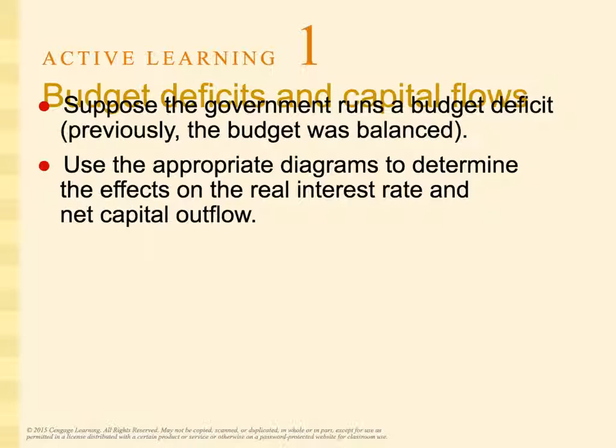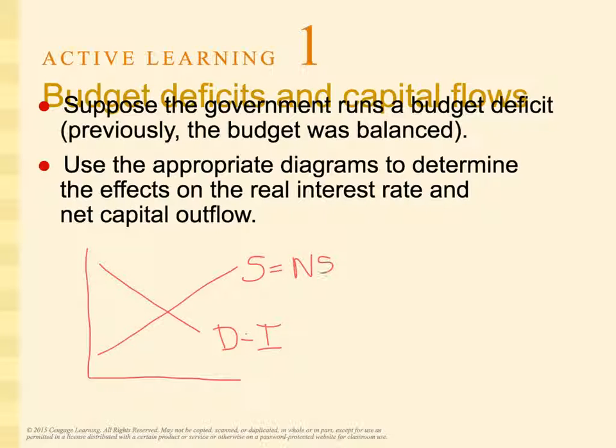Suppose the government runs a budget deficit. The budget was balanced. Use the appropriate diagrams to determine the effects on the real interest rate and net capital outflow. So let's talk through this together. First of all, you should be thinking about how the market for loanable funds works. We know that if the government is running a budget deficit, then that's going to impact public savings, which is part of national savings, or part of the supply curve in the loanable funds market.